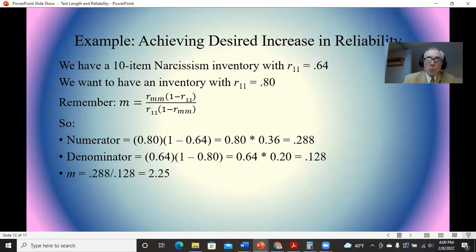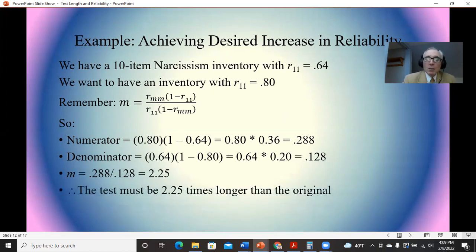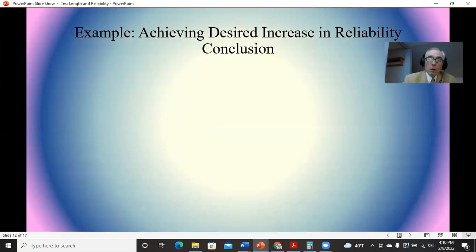Now that means that 2.25 is the factor by which we're going to change the length of the test. I said that slowly because it's important. The new test must be 2.25 times the length of the original. So always remember, it's not like, oh, I'm going to add 2 or 3 items here. It's, I'm going to make the new test 2.25 times the length of what it was.